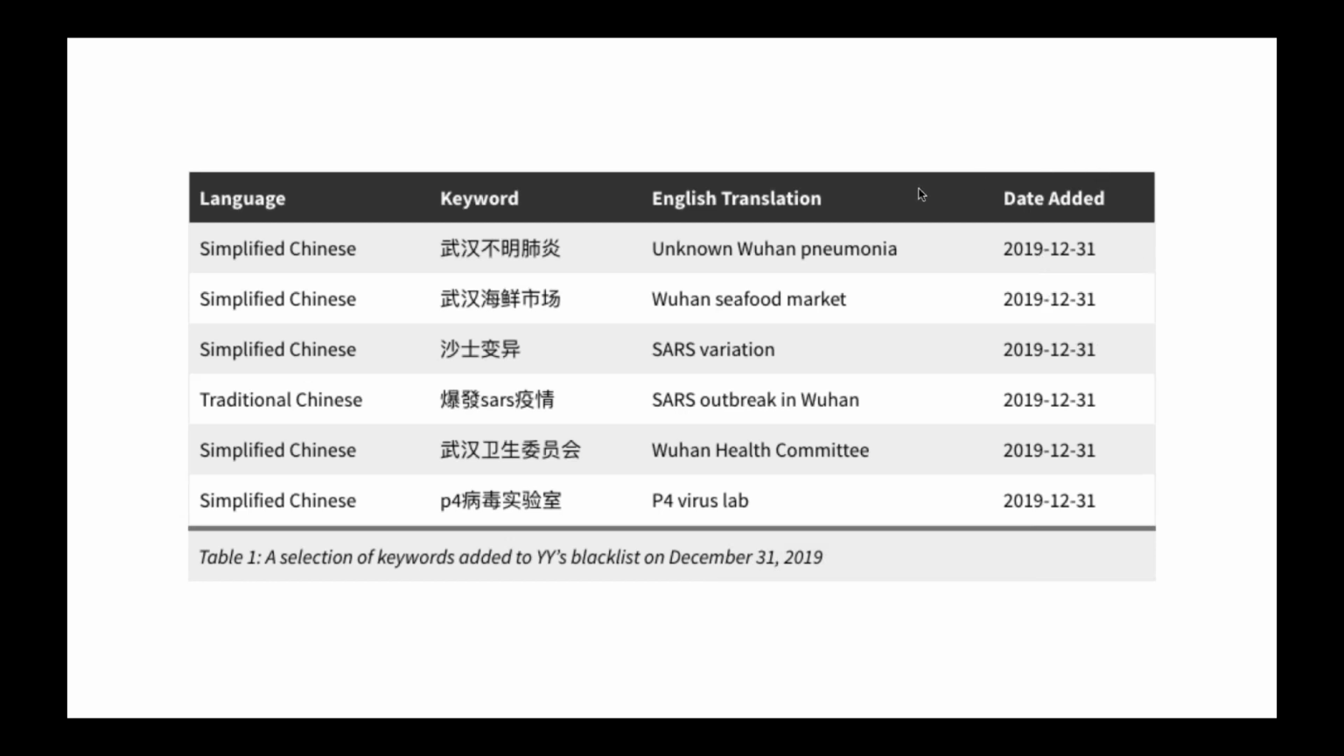So similarly, the references to Wuhan seafood market, SARS variation, SARS outbreak in Wuhan, Wuhan Health Committee, and the lab that China has in Wuhan, which is a military medical lab. Any references to that were screened starting December 31, 2019. And I think you see that there is something hidden that was going on in a way.